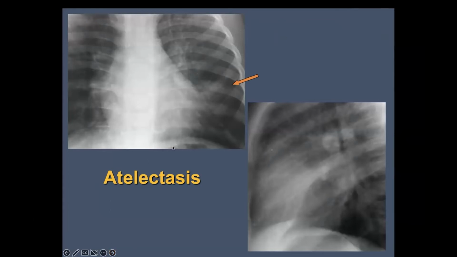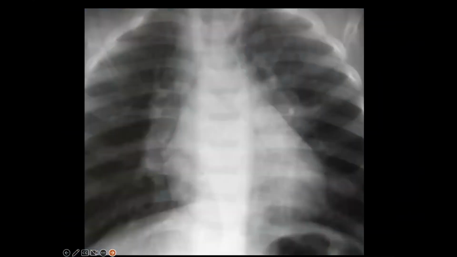Here you can see sort of an ill-defined area of opacity on your PA view. It isn't really clear what's causing that. When you look at the lateral view, you can see it's a little more streaky, and if you look at that linear opacity here, that's the oblique fissure that's bowing towards that opacity in the lung, which means there's loss of volume there, which means it's atelectasis, it's collapsing in the lung. So two views, once again, it's very important to be able to tell a developing consolidation or airspace disease in the lung from just simple atelectasis.